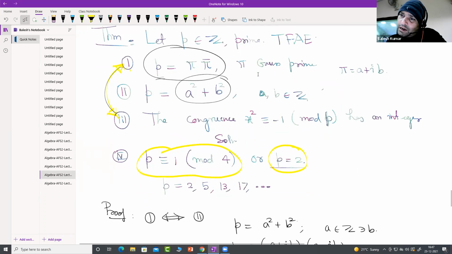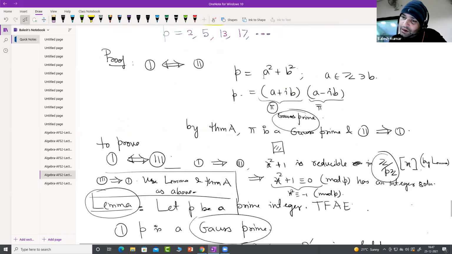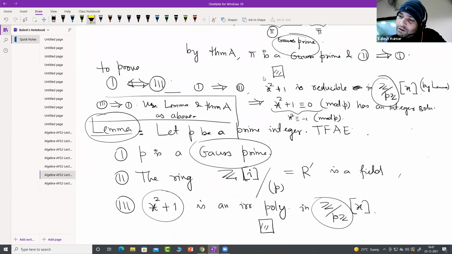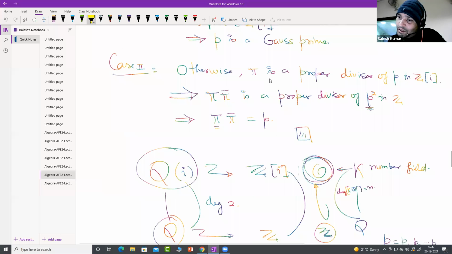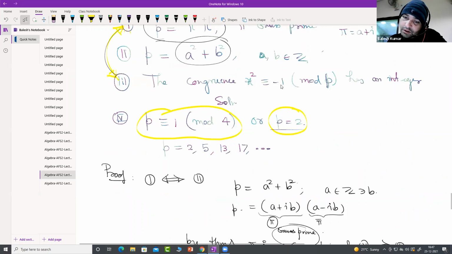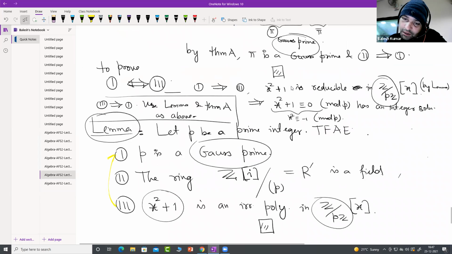Here, p splits inside the ring of Gaussian integers, and a contrapositive statement is that if p doesn't split inside the ring of Gaussian integers, then it has to be a Gauss prime. That is thanks to theorem A that we have proven: if you take a prime integer, either it will be a Gauss prime or it splits. So if it doesn't split, then it will be a Gauss prime. So it is exactly the contrapositive of this one, and the third condition corresponds exactly to that, whatever we have in the theorem.